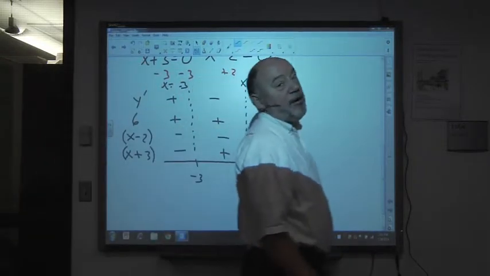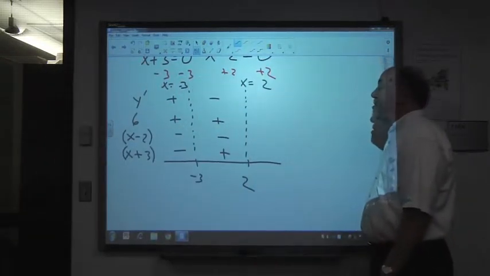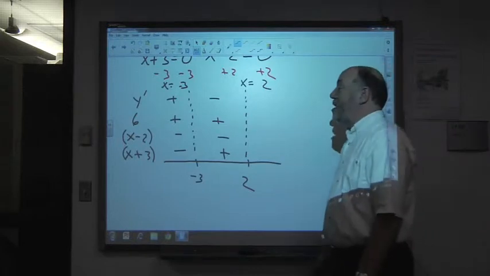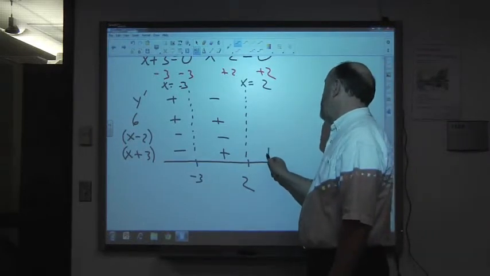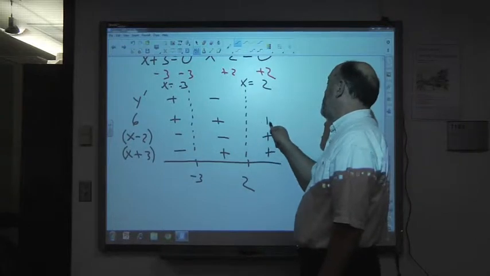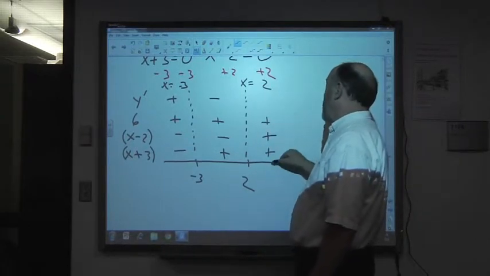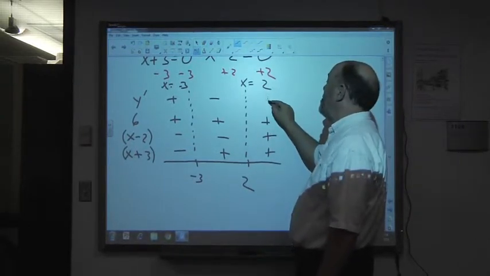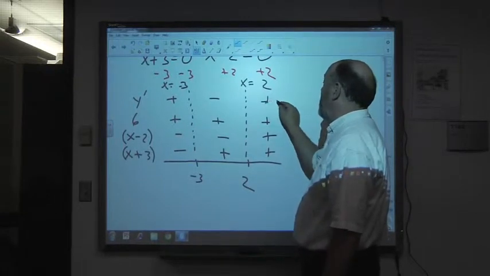And then we get to our last interval, 2 and greater. So if x is greater than 2, this is positive. X minus 2 is positive. The 6 is always positive. And then a positive times a positive times a positive will be a positive.